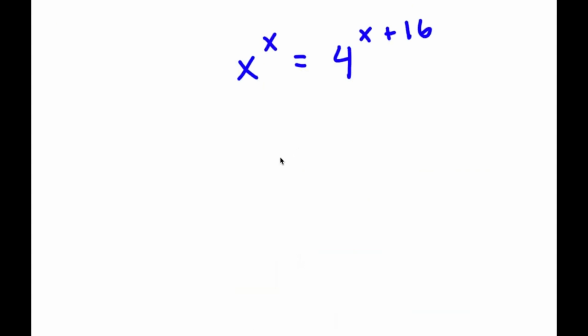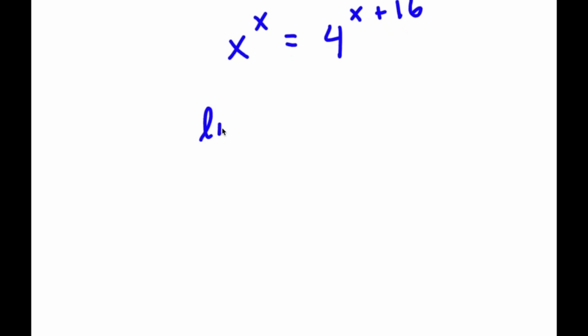Alright, so in this problem, I have x to the power of x is equal to 4 to the power of x plus 16. So the first thing I'm going to do is take the ln, or natural log, on both sides. So now I have ln x to the power of x is equal to ln of 4 to the power of x plus 16.